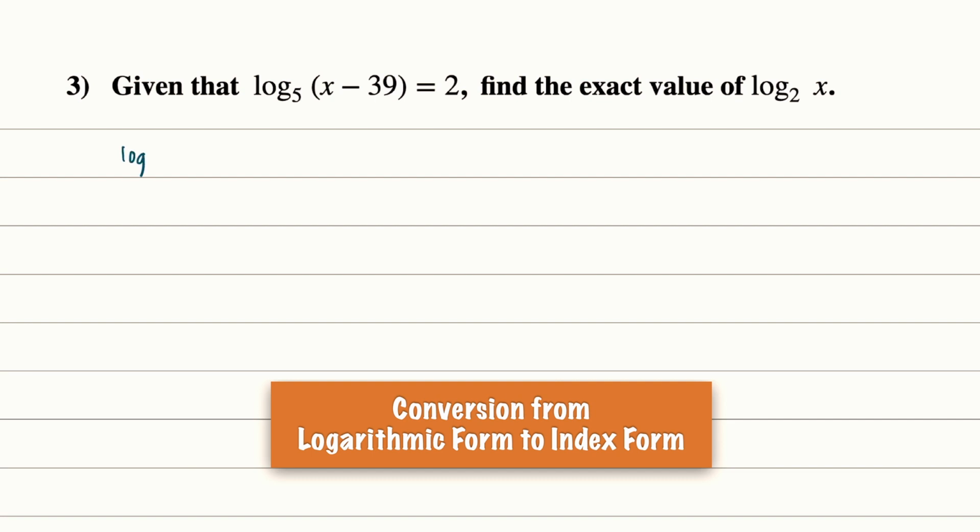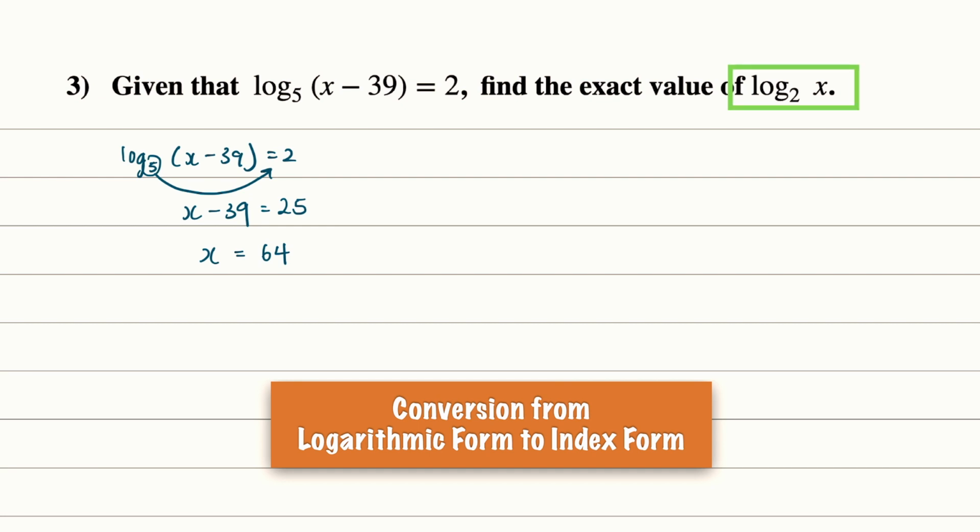So what this means is that log to the base 5 of x minus 39 is equal to 2. Bring that base 5 over to the right hand side and push up the 2 as a small power, which is 5 power 2. This will be x minus 39 equals to 25. Now by bringing 39 over, we have x equals to 64. Now this is not the final answer because we want to find the value of log to the base 2 of x. So let's substitute 64 into x.